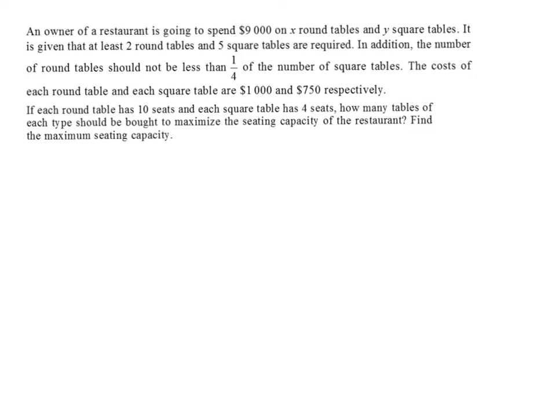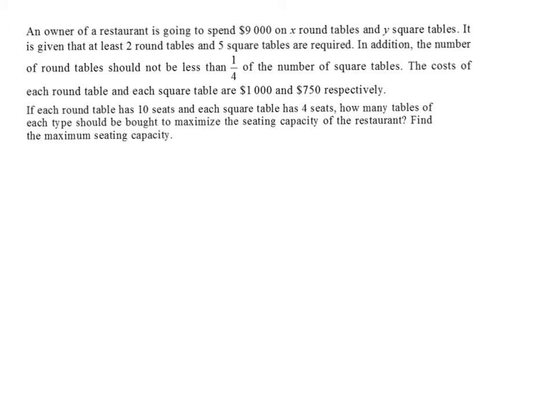This example actually summarizes the entire chapter. So if you know this, then you're fine. We're going to spend a maximum of $9,000 to buy X round tables and Y square tables, and we need at least 2 round tables and 5 square tables.